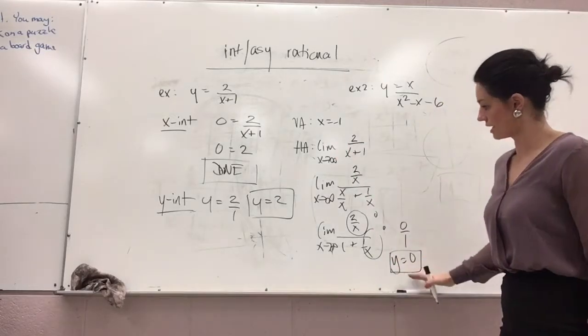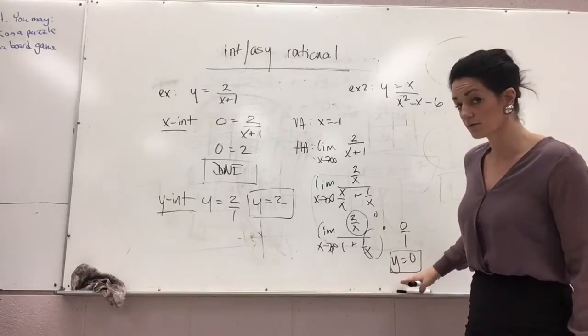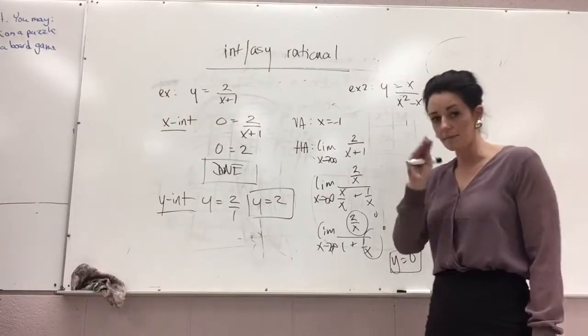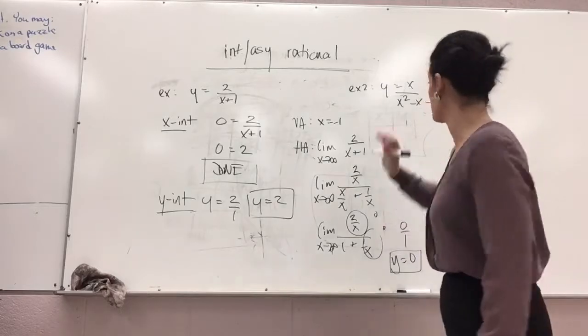If you're doing a question like this, and you get a horizontal asymptote, 0 or any other number, that means there's no slant asymptotes. You don't need to check that, okay?